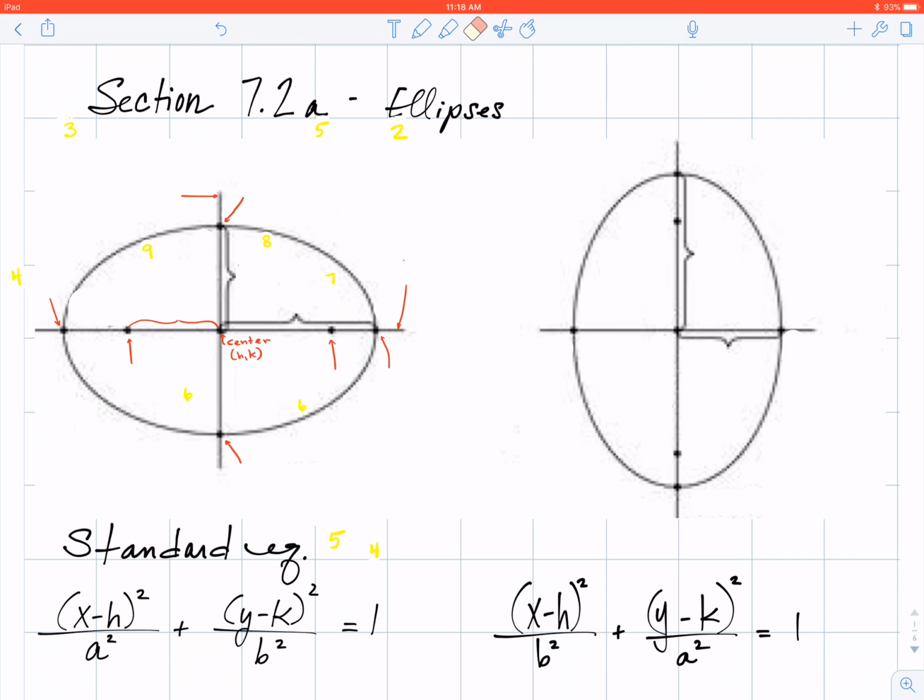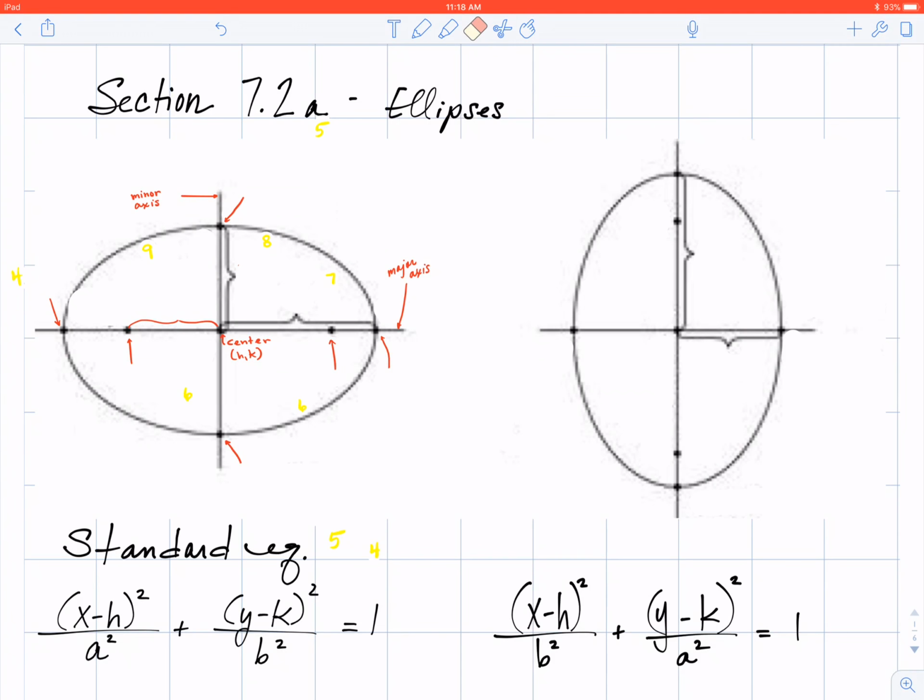The next thing to take a look at is that my ellipse has a major axis. The major axis is that axis that runs through the entire thing, and it's the long one. In the vertical ellipse, it's this one right here. So the major axis is the one that's long. And then the minor axis is going to be the one that's short. It's the other axis.